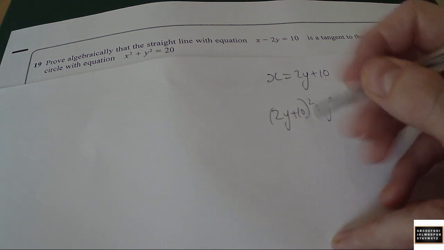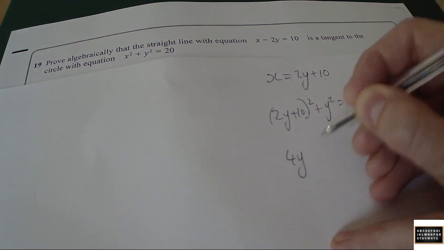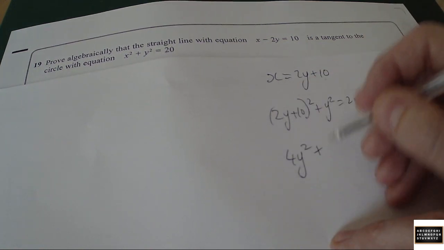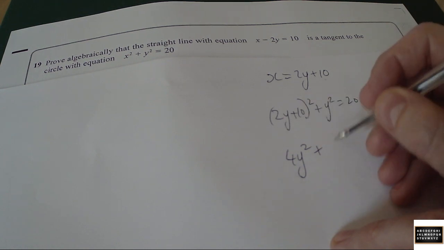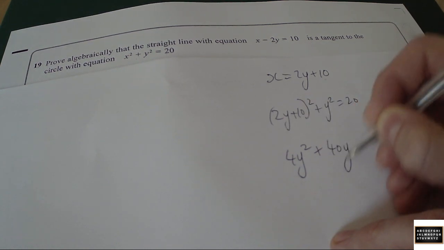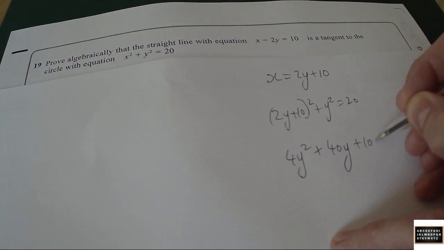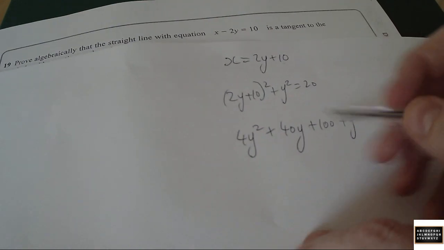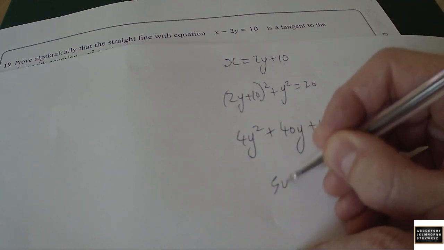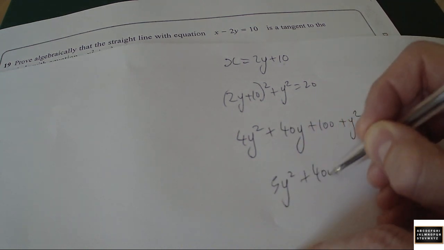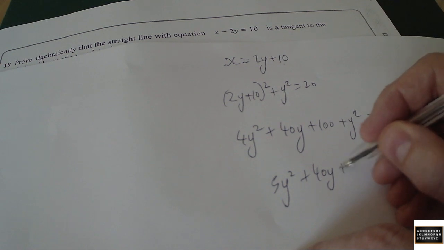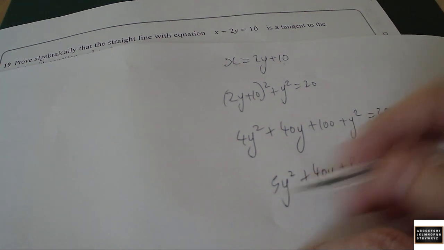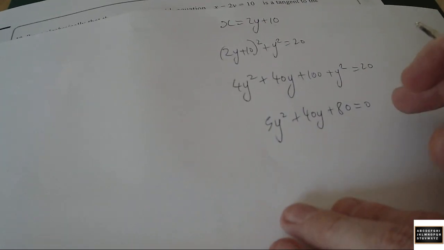Now (2y plus 10) all squared is going to be 4y squared. 10 times 2y is 20y, and then another 20y, so that makes 40y, and then 10 squared is 100. Okay, so then we're going to rearrange this. 4y squared plus y squared is 5y squared. We've got 40y, and then 100 take away 20 is 80. That's equal to 0. This is looking now like a quadratic that we can go ahead and solve.